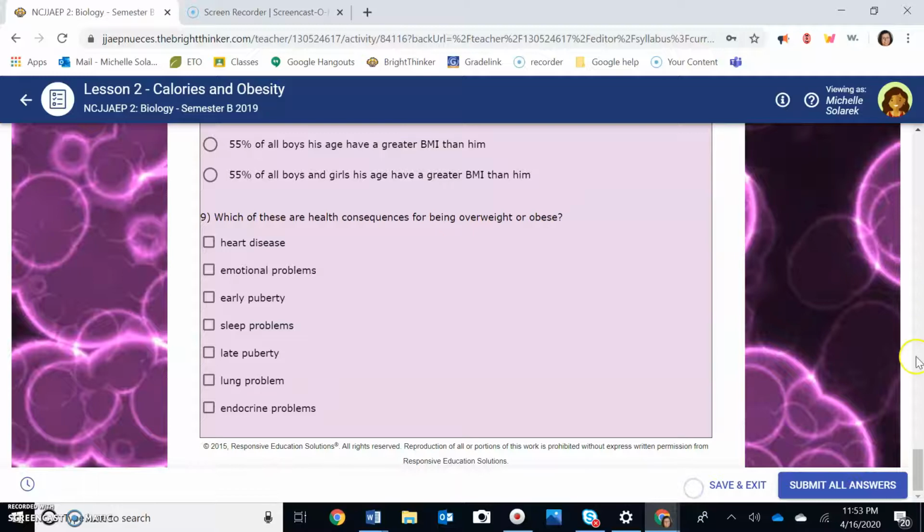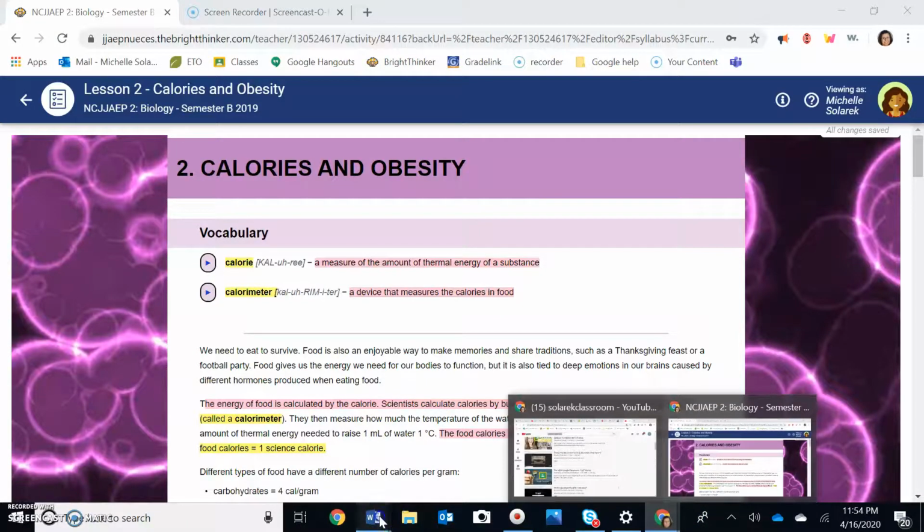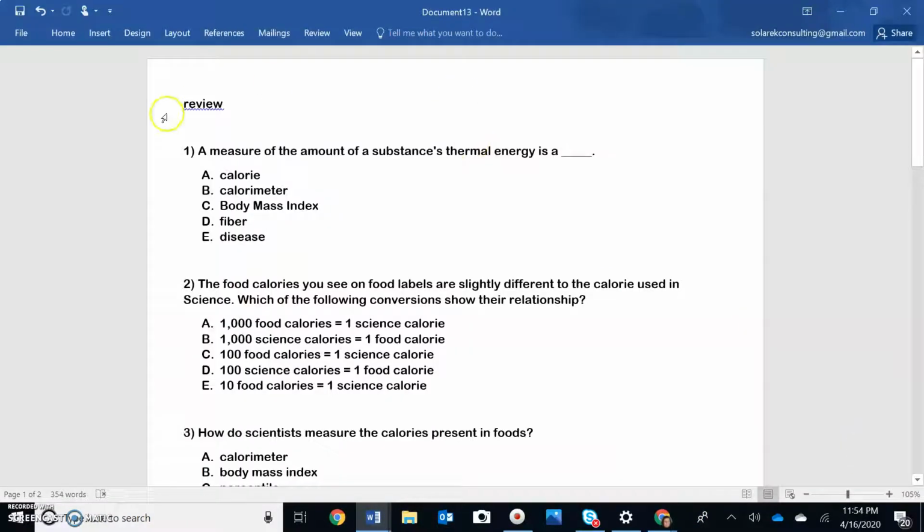Let's go take a peek. What measures the amount of the energy? And what do they call the machine? So we're looking for calorie and calorimeter. Here we go. Back to our questions. Calorie, calorimeter. What measures?